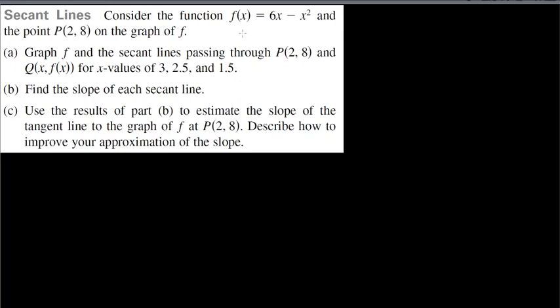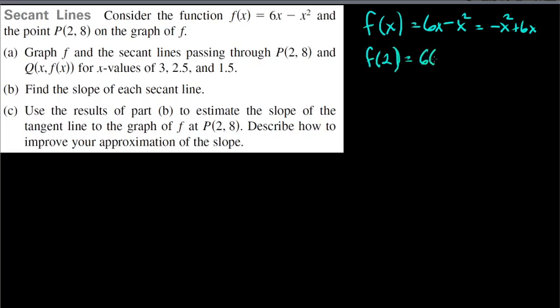So we want to consider the function f of x, and this is a quadratic function. It's 6x minus x squared, or if you prefer, negative x squared plus 6x. Either way, right? And consider the point (2, 8) on the graph. Now, you should be aware that when x is 2, y is 8. So let's just confirm that. We get 6 times 2 minus 2 squared, and 12 minus 4 is indeed 8. So the point (2, 8) is on the graph.